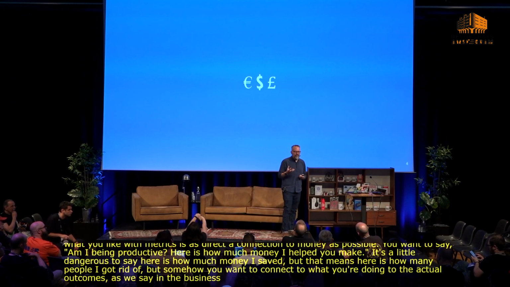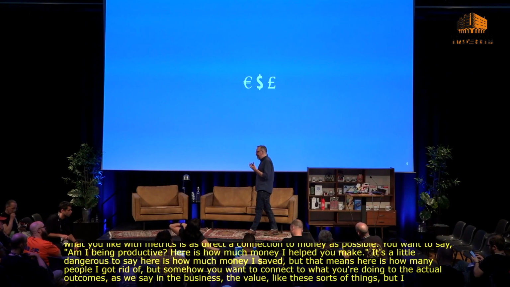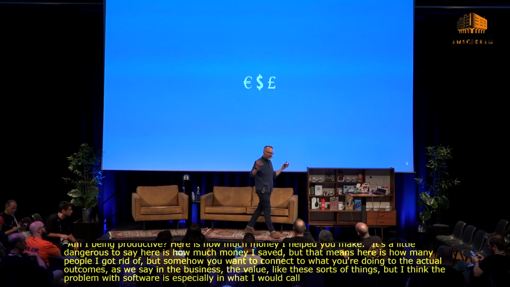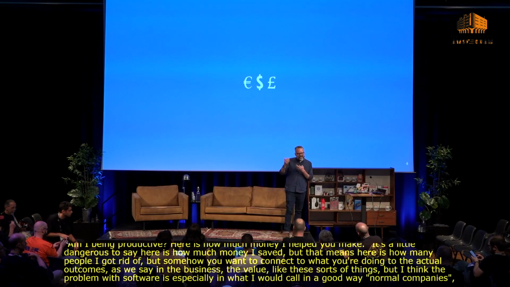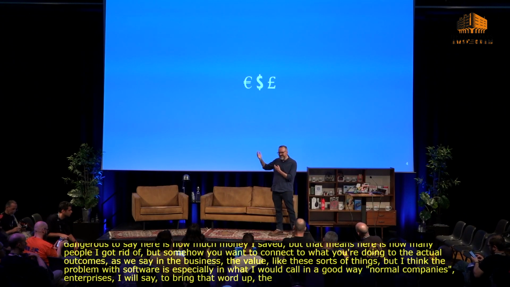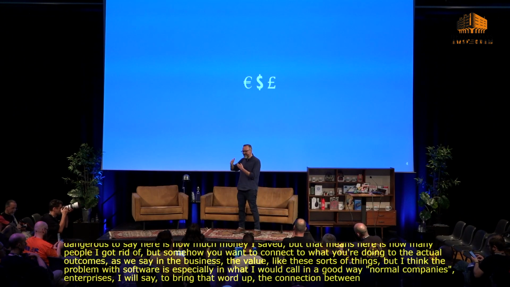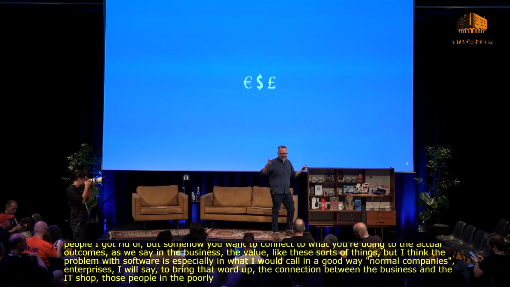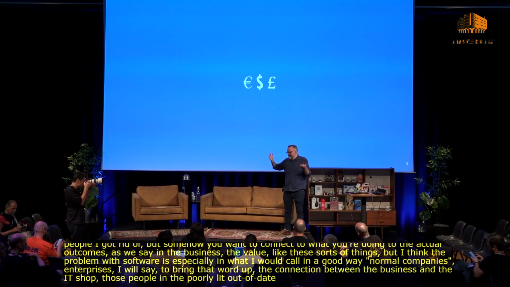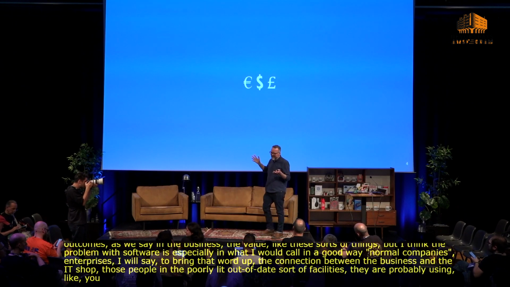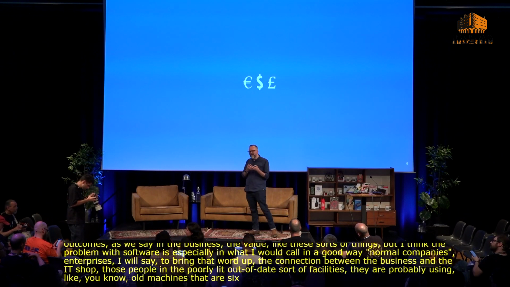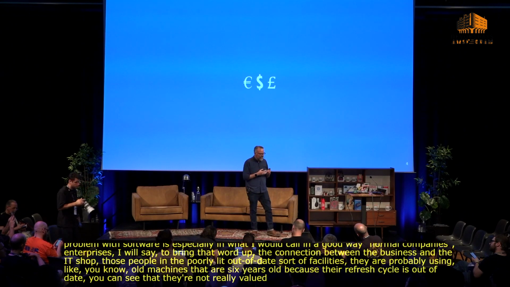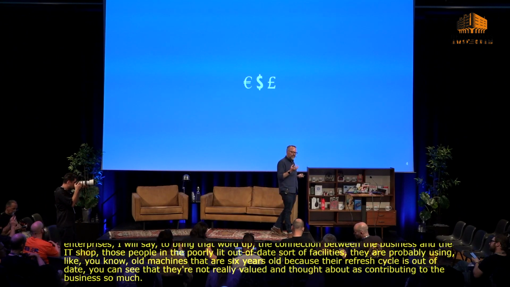But I think the problem with software is, especially in what I would call, in a good way, normal companies, enterprises, to bring that word up, the connection between the business and the IT shop, those people in the poorly lit, out-of-date facilities, probably using old machines that are 6 years old because their refresh cycle is out of date. You can see that they're not really valued and thought about as contributing to the business so much. So that connection is very tenuous and difficult to make.